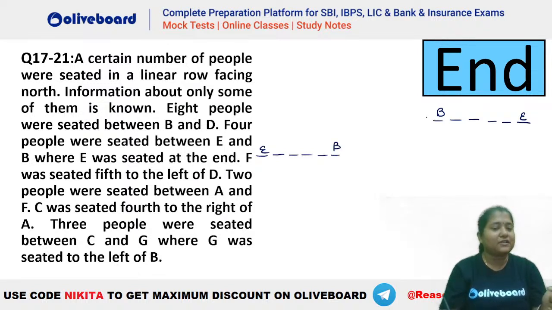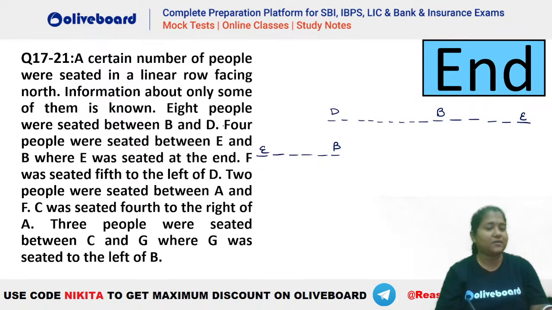Let's see. After that, we have 8 people between B and D. So you can see 1, 2, 3, 4, 5, 6, 7 and 8. This will be your D, right? So 8 people between B and D. Then F was seated 5th to the left of D. So 1, 2, 3, 4, 5. This has to be your F. After that, what is given? 2 people between A and F. We can have him towards the left also, towards the right also.